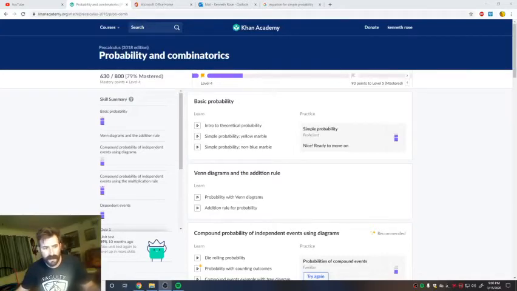Okay, let's do a couple simple probability problems. It's the first assignment on the probability and combinatorics unit.